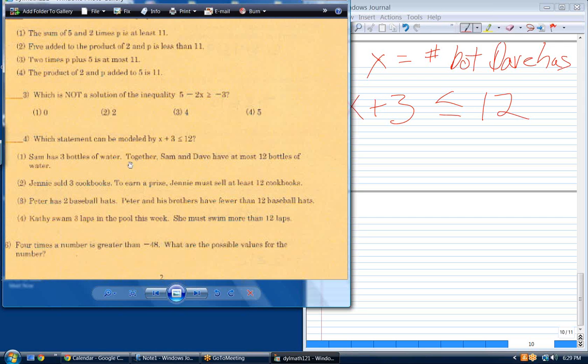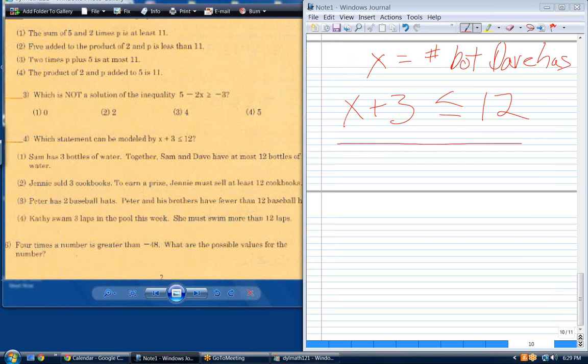In other words, that was a very important step here because we had to say not only that X is the variable, but it represents the bottles that Dave only has. And since they're telling us that Sam has 3, then it's got to be Dave's plus Sam, X plus 3, less than or equal to 12. "At most" means less than or equal to. Well, there's the inequality that results from sentence 1. Since that matches that, we're done.